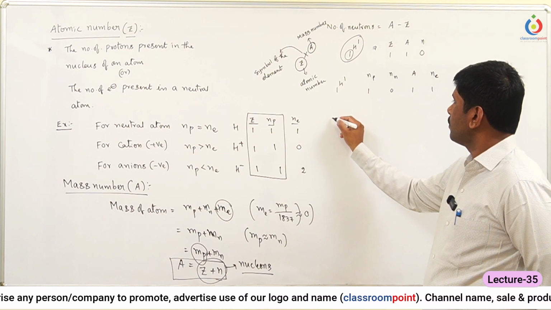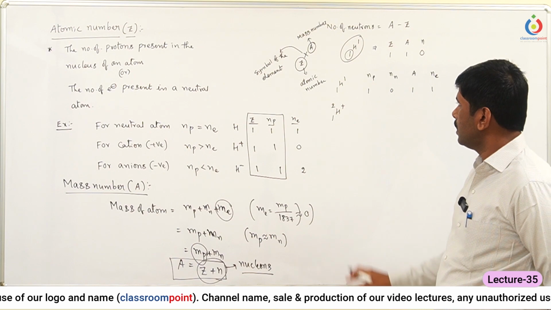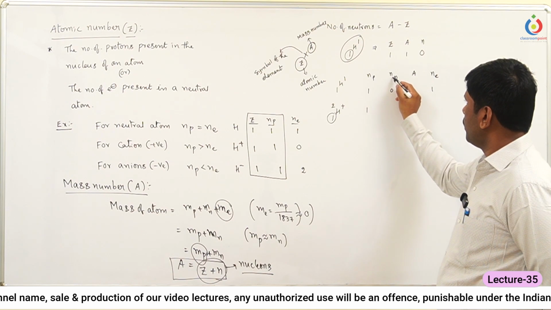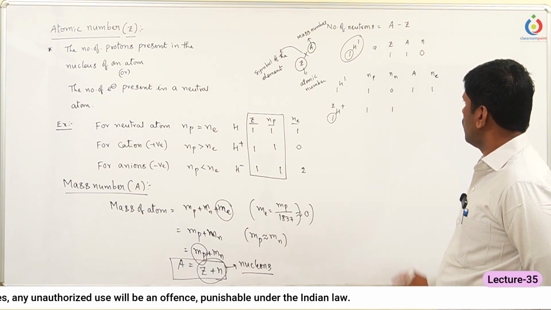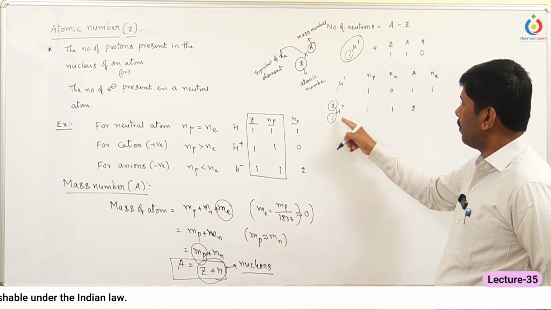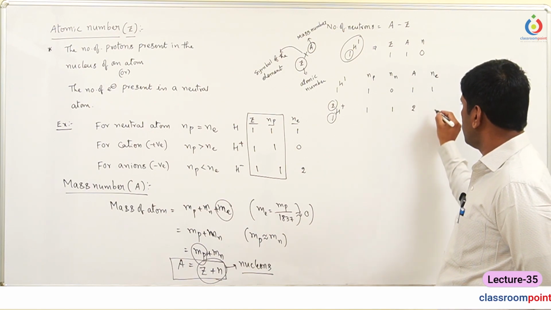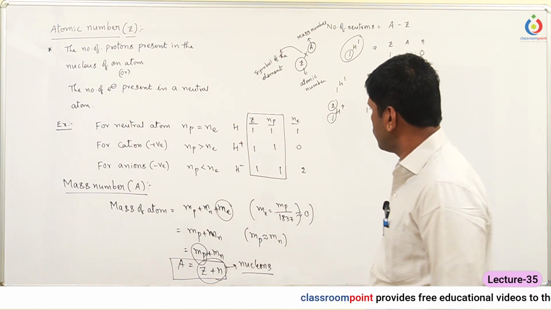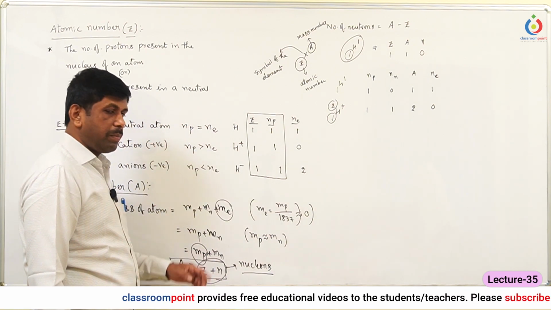And now let us take 1H2 plus. In this case, number of protons is equal to 1. Number of neutrons, mass number minus atomic number, 2 minus 1 equals 1. The mass number is 2. For the number of electrons, hydrogen has only one electron, and it lost that electron, so it equals 0. So in this way we can calculate the mass number values, and usually, as I said, the mass number is the sum of protons plus neutrons.